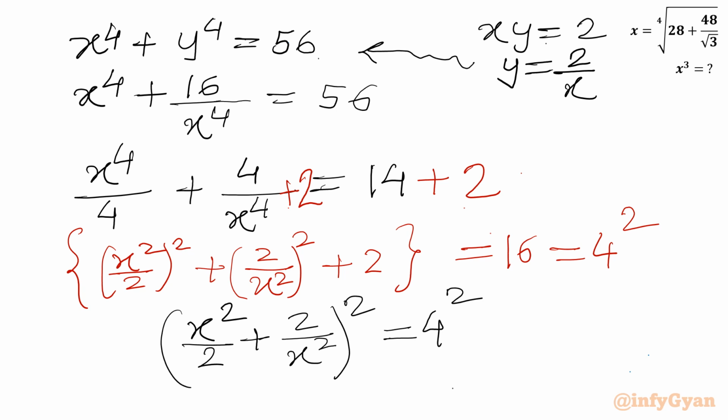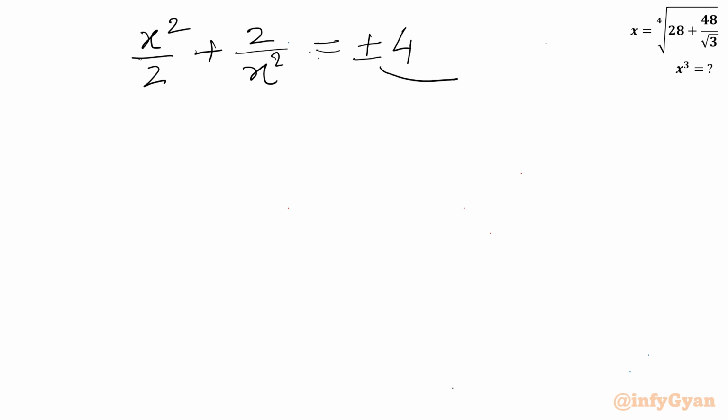So once I take the square root, I can write the right hand side as plus minus 2 and the left hand side would be power free. So let me write here x square over 2 plus 2 over x square equal to plus minus 4. Now you can see this minus will be rejected, as x is positive, this value will come out positive only.